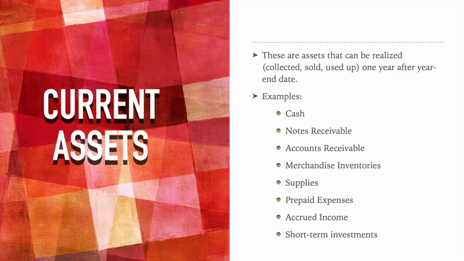When we say the year-end date, usually ito yung December 31 ng current year. So, let's say for 2021, ang year-end date natin is December 31, 2021. So, yung current assets natin, pwede siyang makolekta, mabenta, at magamit hanggang December 31, 2022 lang. So, ano yung mga examples nito? These are cash, notes receivable, accounts receivable, merchandise inventories, supplies, prepaid expenses, accrued income, and short-term investments. So, class, pag naka-encounter nyo sa klase nyo, you can definitely classify it as current assets.